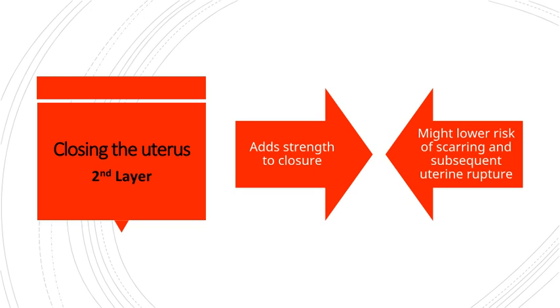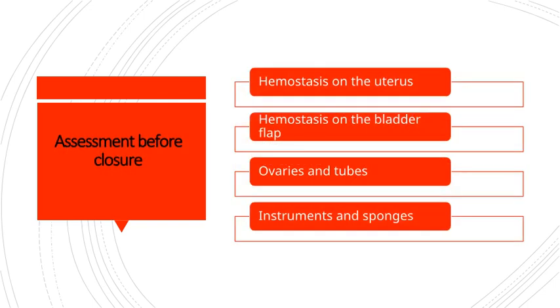Research indicates that double-layer closure results in thicker myometrial thickness and may reduce complications associated with uterine scarring in future pregnancies. Conducting a thorough assessment before closing the abdomen during a cesarean section is very important. Ensure that there are no actively bleeding vessels from the hysterotomy, especially at the corners. Then, check the bladder flap, which means the area where the bladder has been retracted down, to be sure there is no bleeding. You should also assess ovaries and tubes for any abnormalities, particularly ovarian cysts.